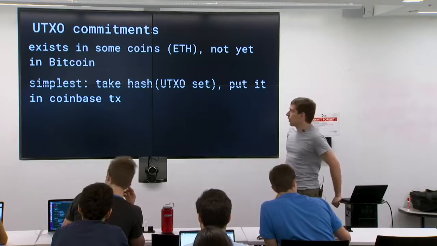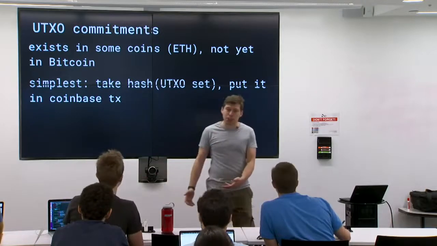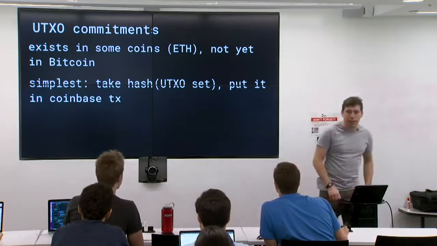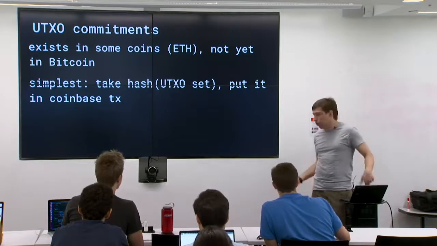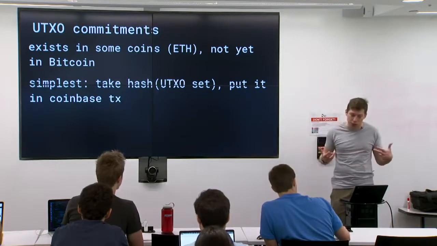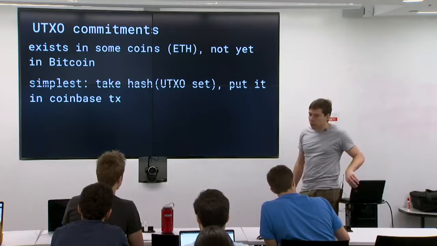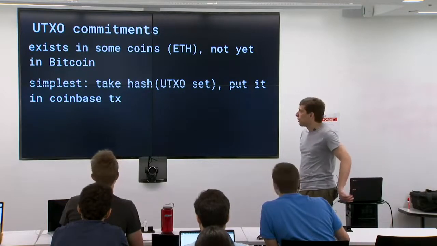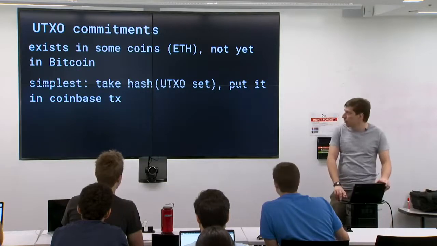The simplest version was to say, take a hash of the UTXO set and put it in every Coinbase transaction and make that a consensus rule, so that when you mine a block, you have to take the hash of the UTXO set you're aware of and put it in the block so that everyone can see it. And if everyone disagrees, they're going to invalidate that block. This is really simple. You probably want to do a little bit fancier than this.